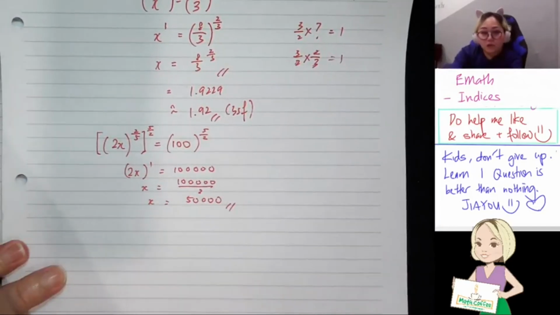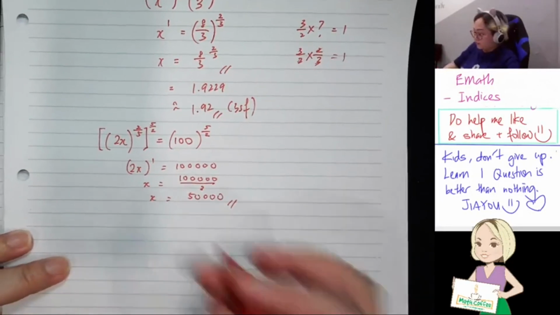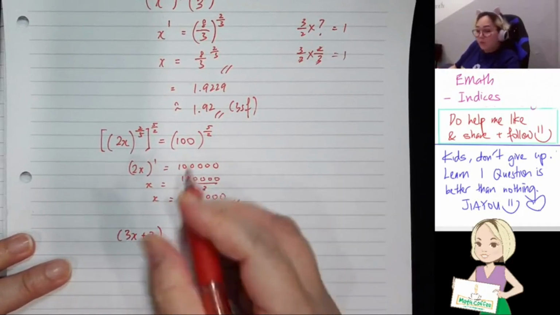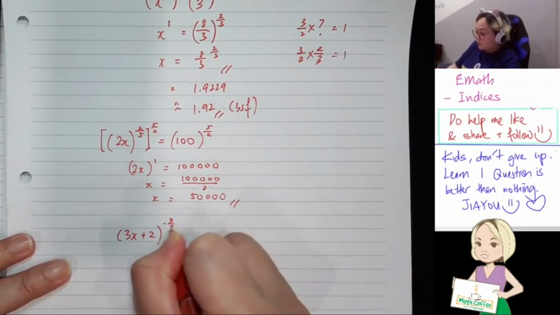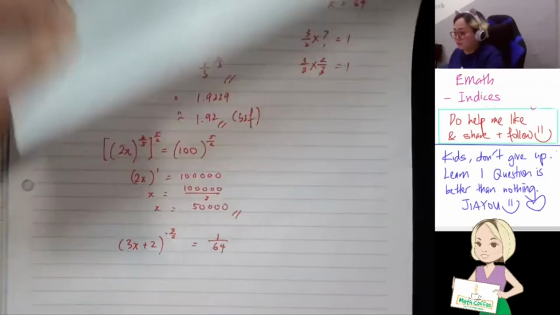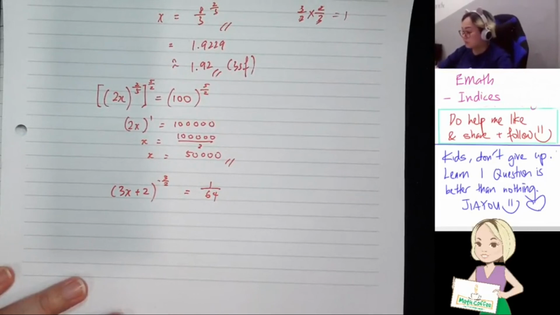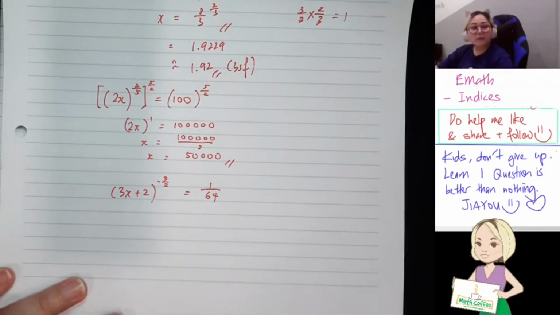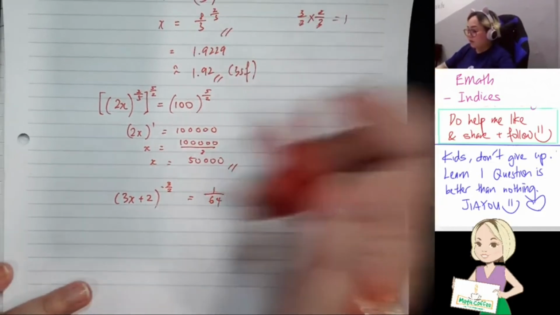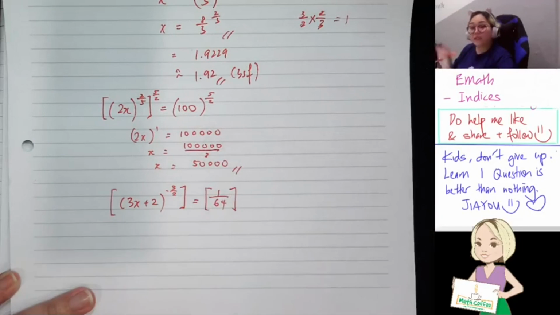Okay, one last question. Let's do one last question. 3x plus 2 to the power of negative 3 over 2 is equals to 1 over 64. Okay, how do we do this question? I can also do the same concept like what I just taught you. We can do square brackets, do the same thing on both sides.